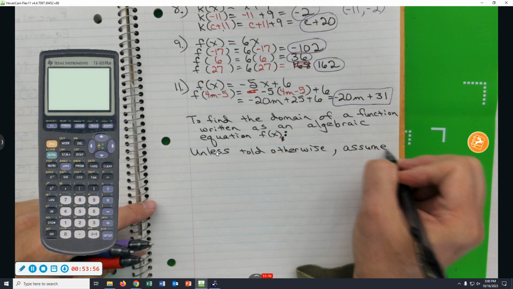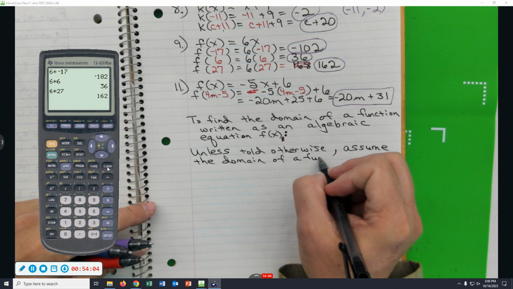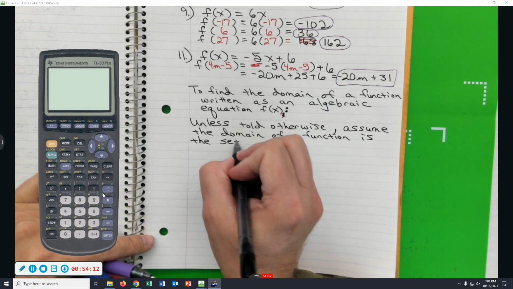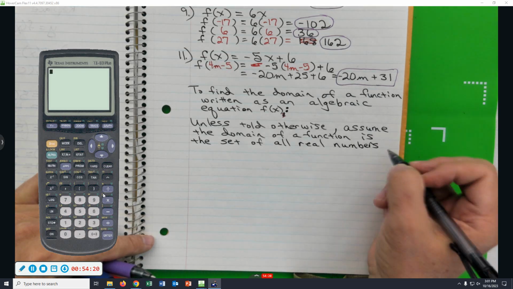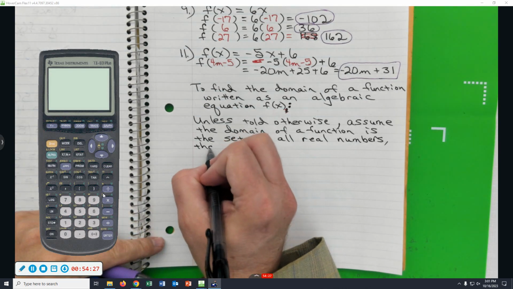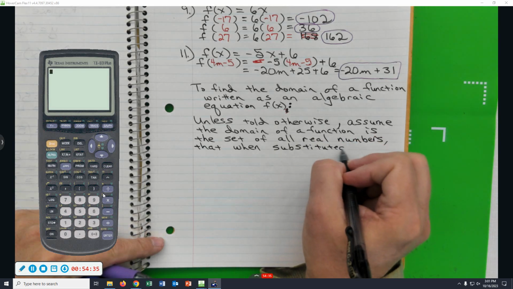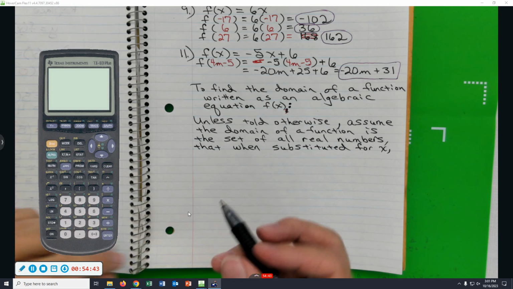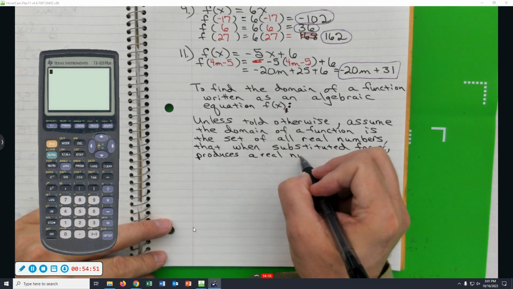assume the domain of a function is the set of all real numbers that, when substituted for x, produces a real number for y.